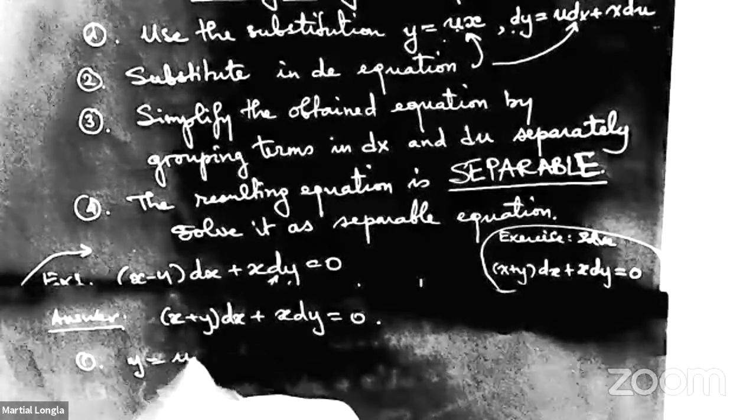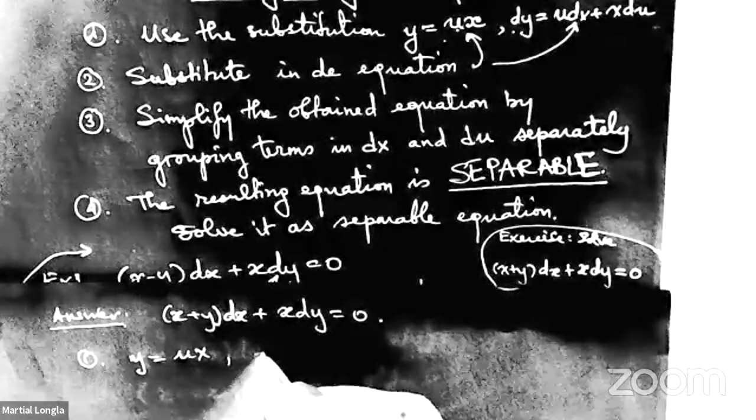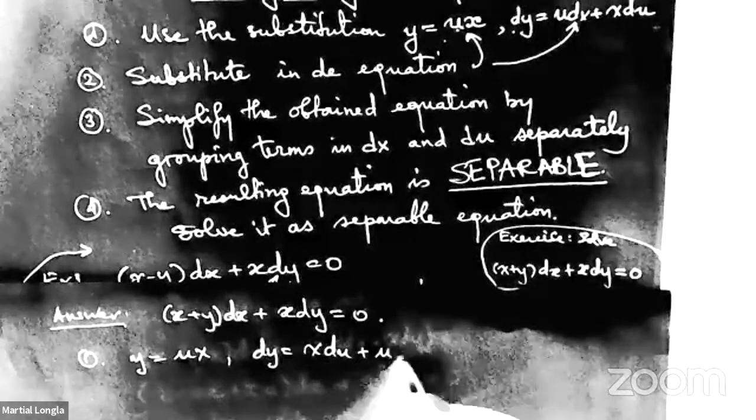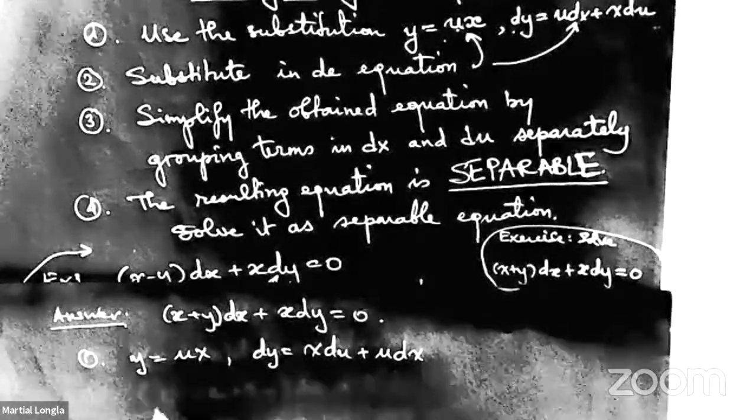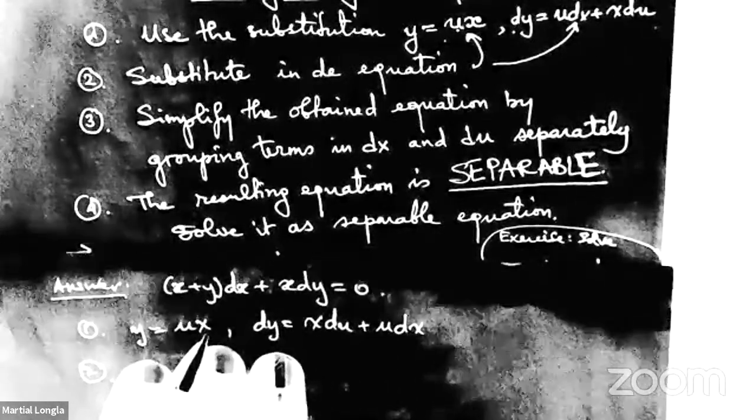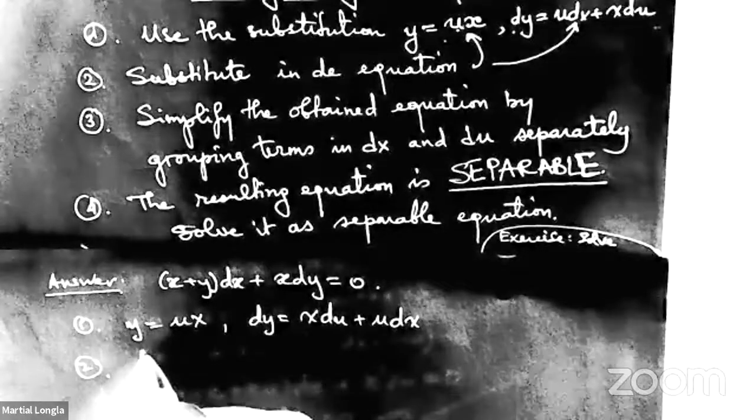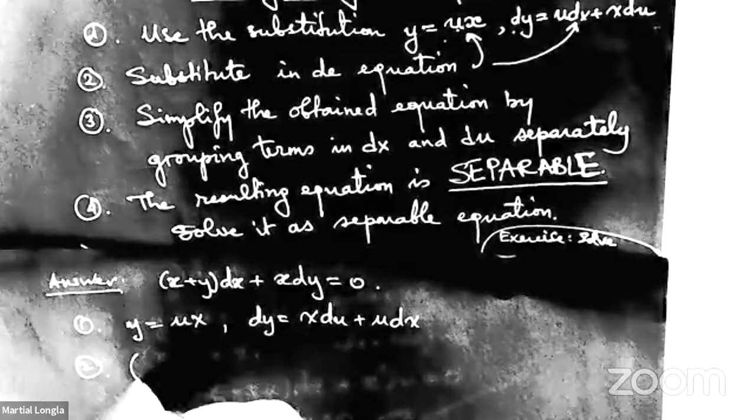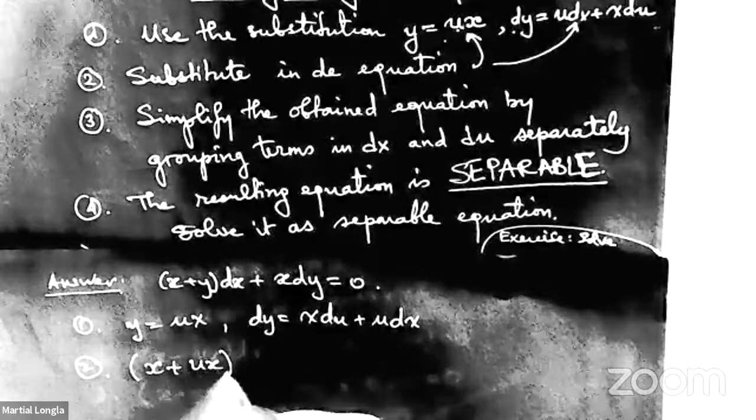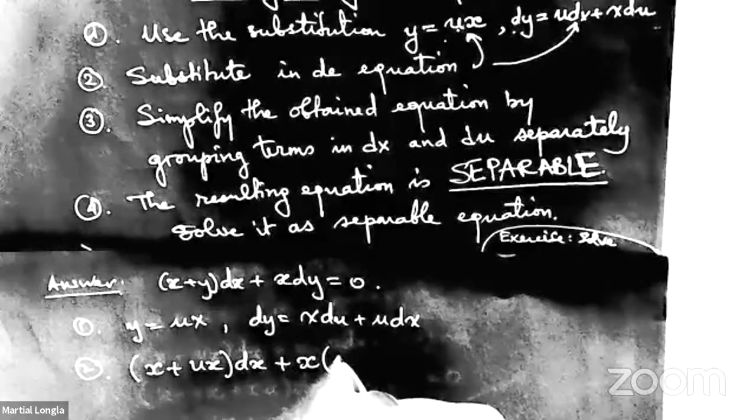Step 1, y equals ux, dy equals x du plus u dx. So what's the second step? What do we get in the second step? You substitute, so you get (x plus ux) times dx plus x times (u dx plus x du).